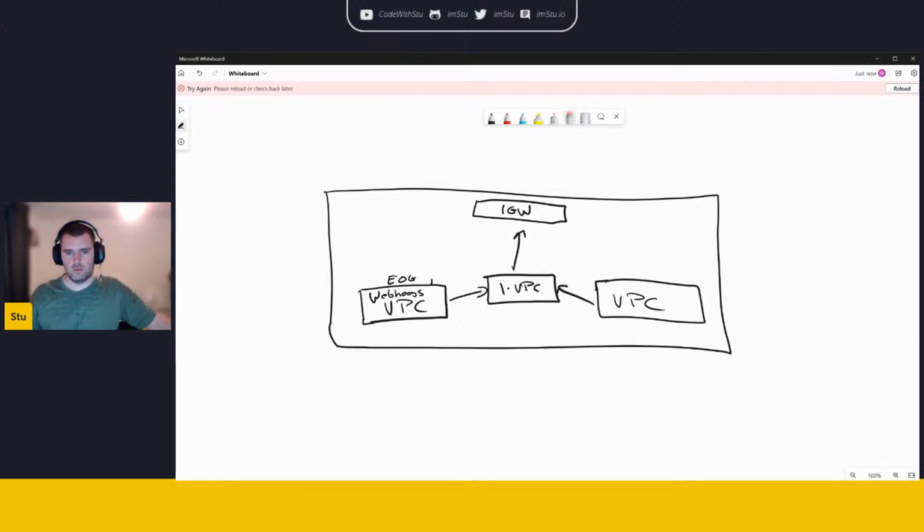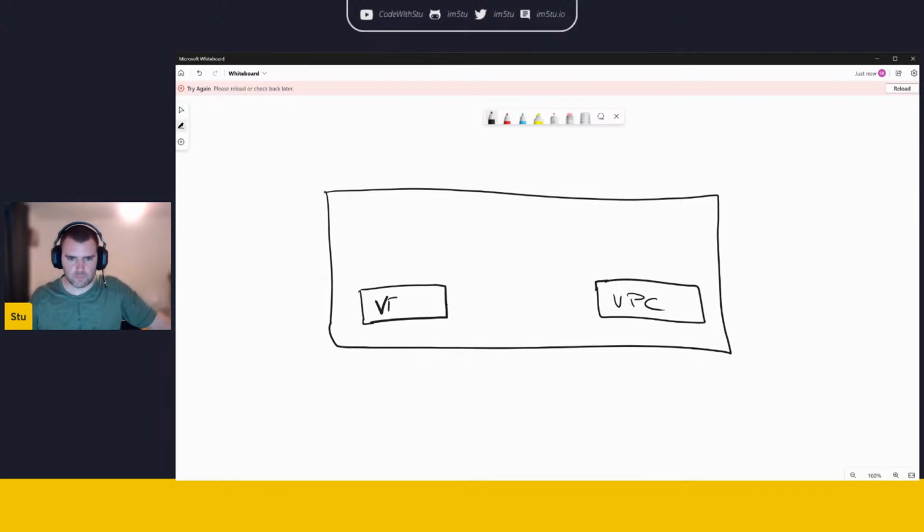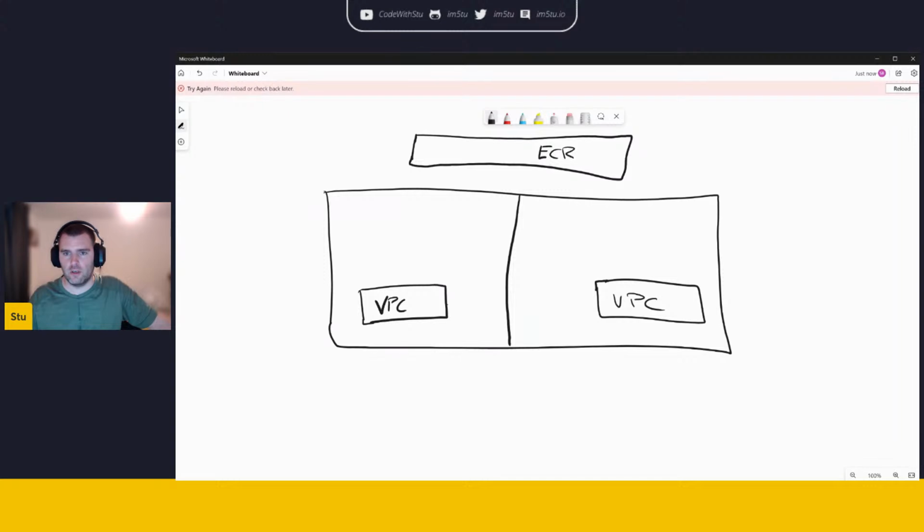So how, in a multi-account structure, this is our AWS accounts again, how do we deploy? So if these are our VPCs, and we're going to split them into two different accounts now. I mentioned earlier that we'd have some sort of management or shared services area. And this would contain your ECR.